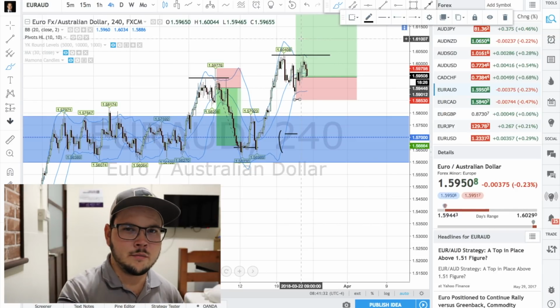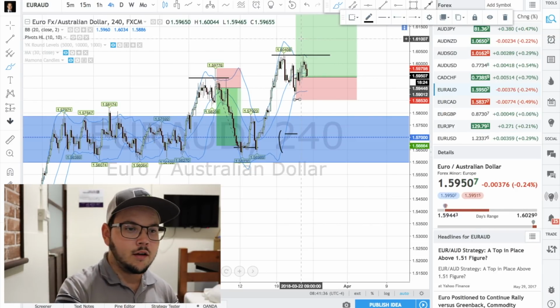And people ask me if I always have the same setup. It's always pretty much the same setup, but in different contexts.